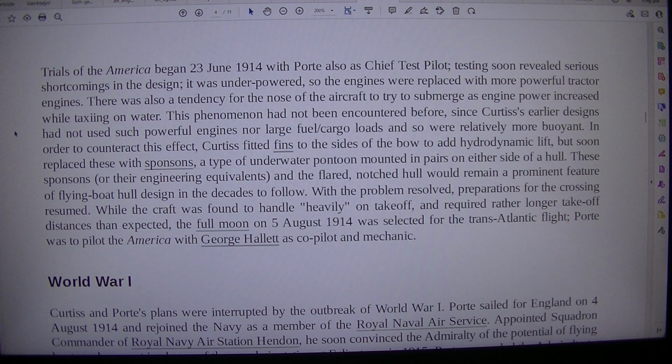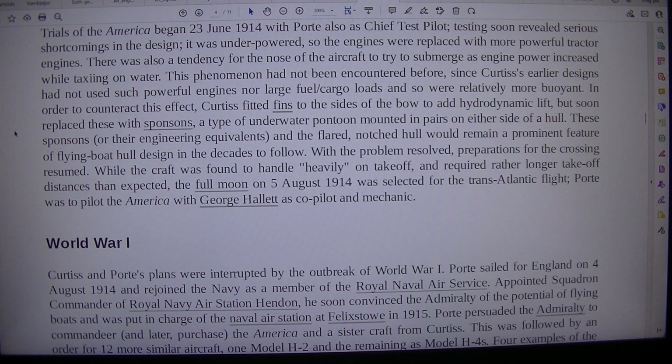Trials of the America began on the 23rd of June, 1914 with Porte also as chief test pilot. Testing soon revealed serious shortcomings in the design. It was underpowered, so the engines were replaced with more powerful tractor engines.